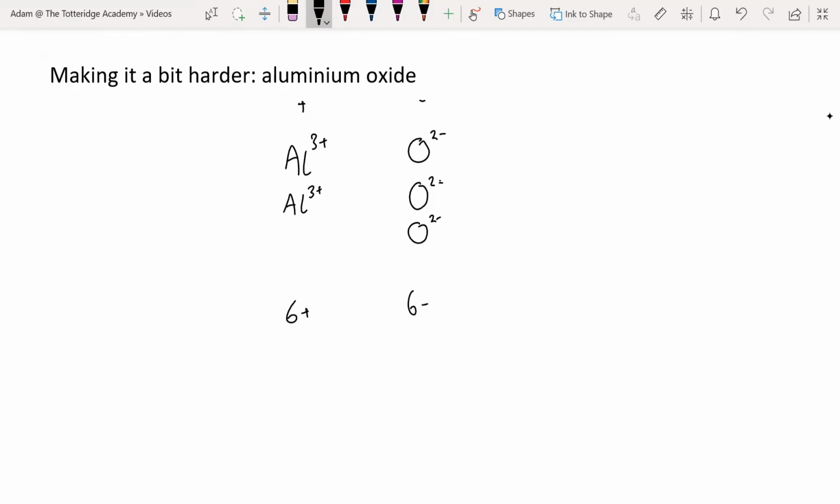What I'd like you to do now is try and see if you can figure out the formula for aluminium oxide based on this. See if you can deduce the formula of aluminium oxide. You're going to call your answer on 3. What is the formula of aluminium oxide? 1, 2, 3. Al2O3, because I've got 2 aluminiums and 3 oxygens.